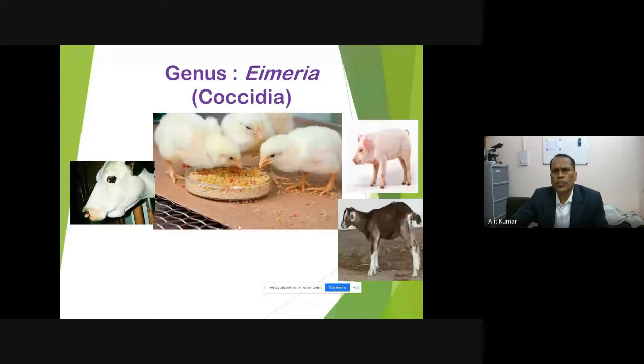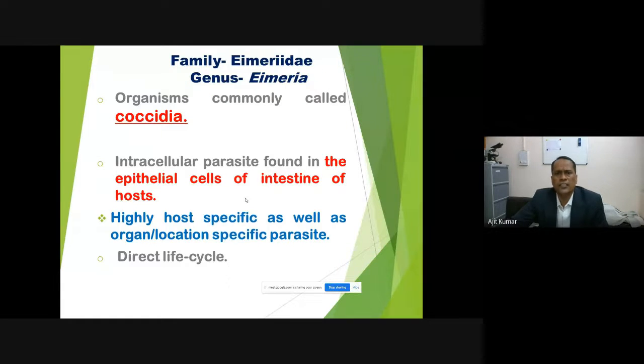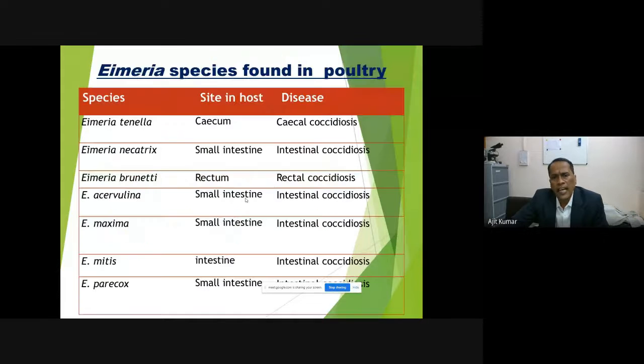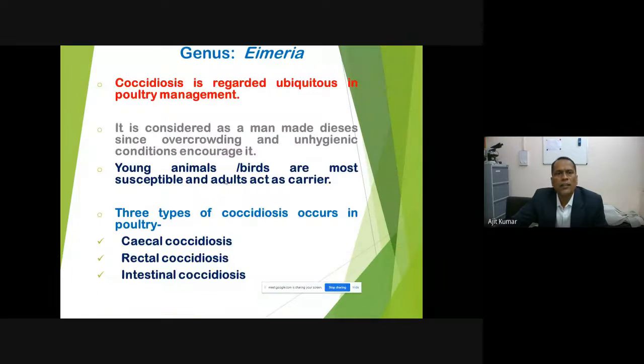Then Coccidia is the genus that causes coccidiosis, an important disease for the poultry industry. It has a direct life cycle, no intermediate host required. It causes chick mortality. Mainly young animals are most affected. It is the biggest hurdle in the establishment of the poultry industry, because it causes chick mortality in the poultry industry.